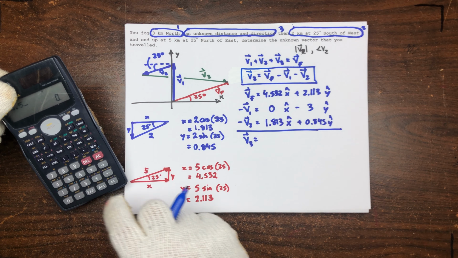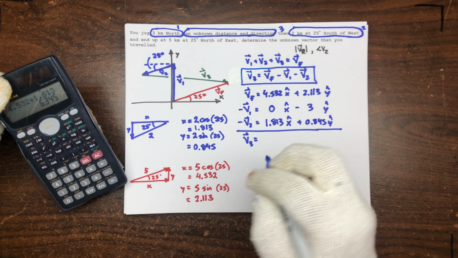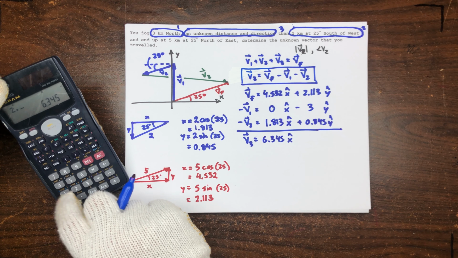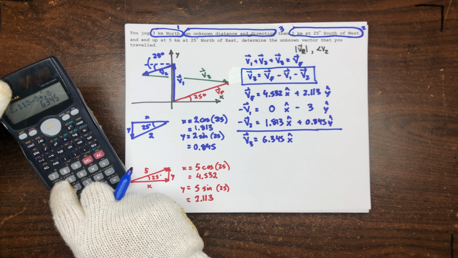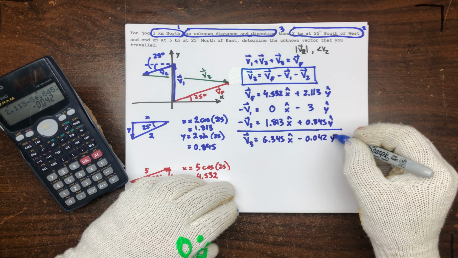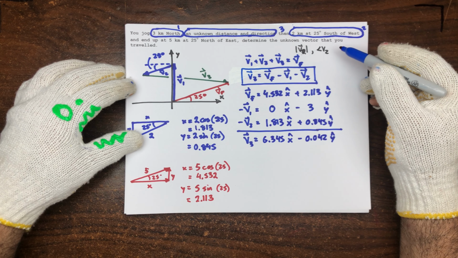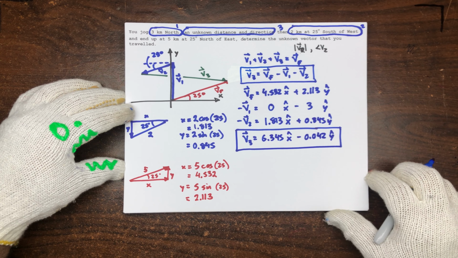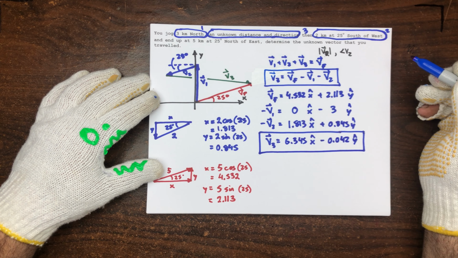So 4.532 plus 1.813 is 6.345 x hat, and 2.113 minus 3 plus 0.845 is negative 0.042, almost nothing. Great, so there's our vector. It said determine the unknown vector that you traveled. I guess that could be the answer, actually. There is the unknown vector. Just to make sure I've done everything, let's determine the magnitude and the angle as well.